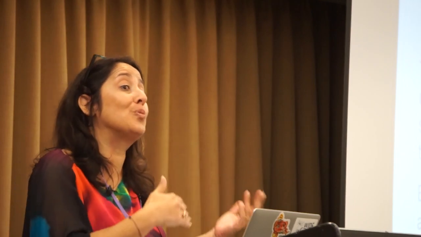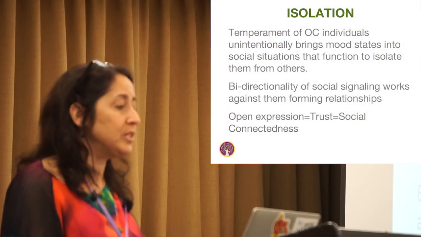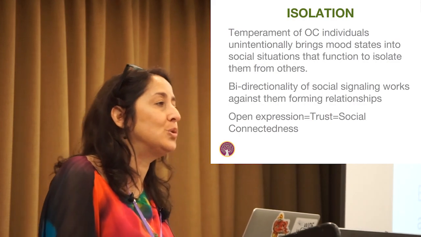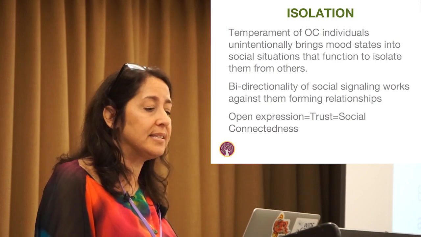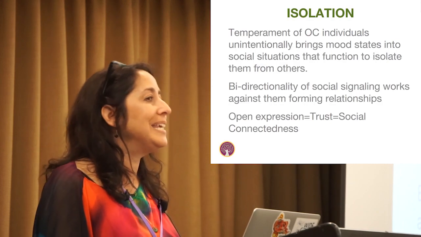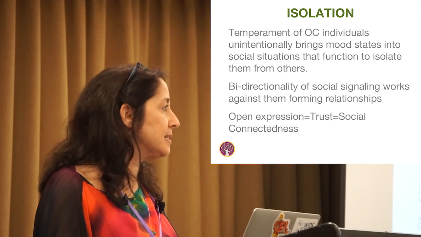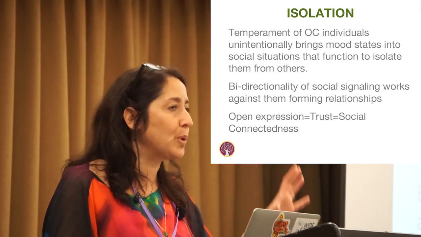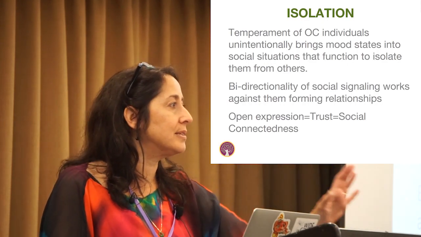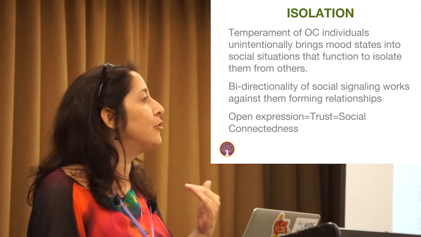That's what RO is about. So RO helps people learn how to read social signals and how to signal in ways that pull people in. That's why social signaling is actually what we target in RO-DBT treatment on the diary card. The overcontrolled temperament individual unintentionally brings mood states into social situations that function to isolate them from others. Bidirectionality of social signaling works against them forming relationships. Open expression equals trust equals social connectedness. And this is the novel mechanism of change in RO-DBT. You have to start having the open expression before you can signal trust. That trust then pulls people in for social connection.